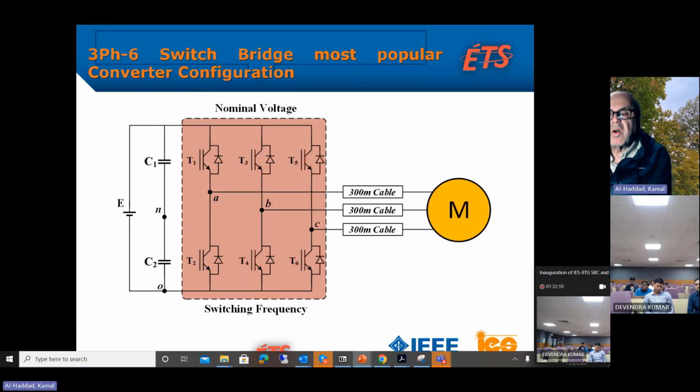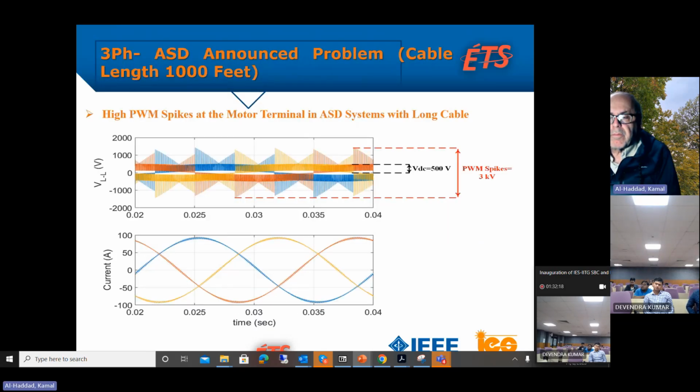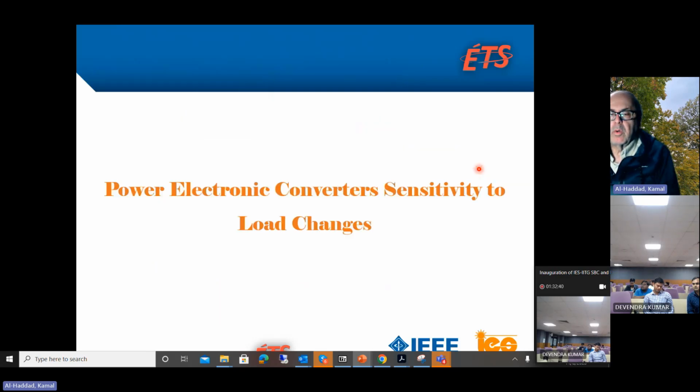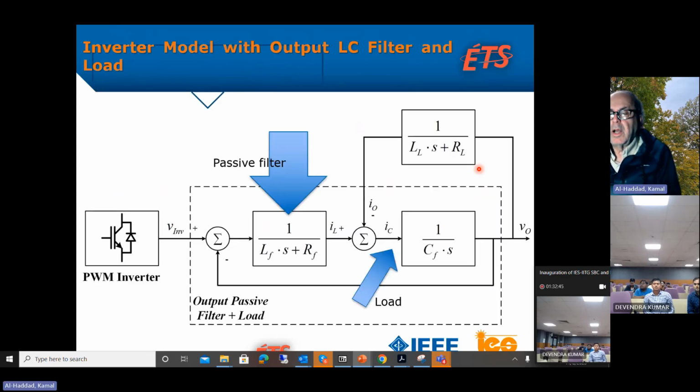Look at the nominal voltage that we are using here, a 3-phase 6-switch bridge. It's the cheapest one, but with this converter, you will end up having spikes on the motor side. Even if your VDC is 500 volts, you can end up having spikes up to 3 kV peak to peak, as you can see here. Using a 6-switch device is not a solution. Now we have to go for a much higher level of converter.